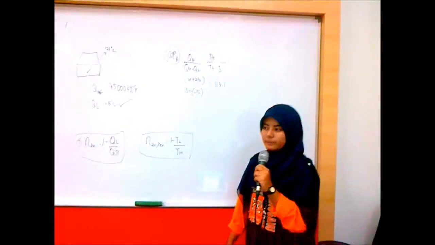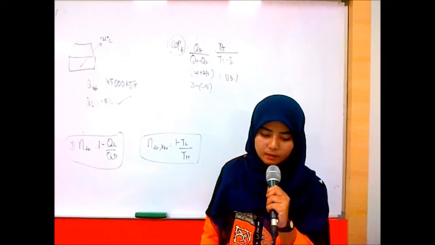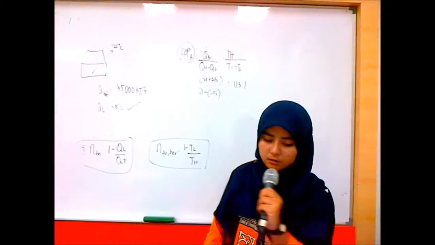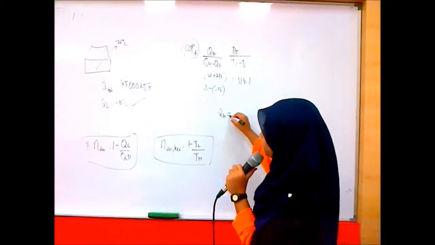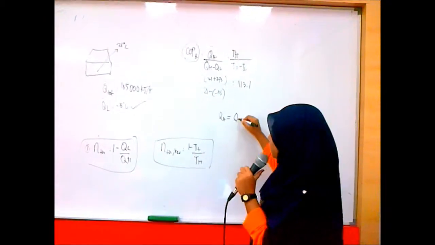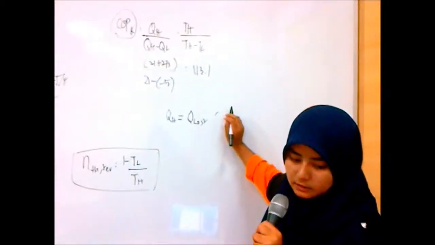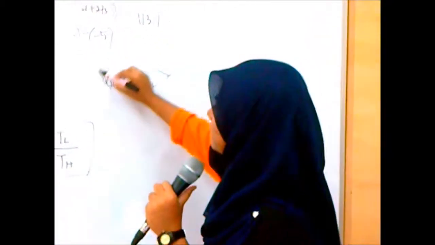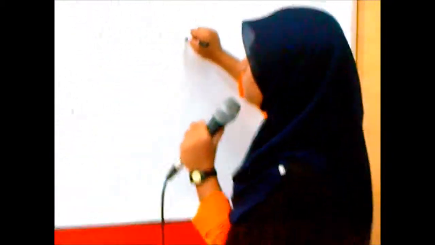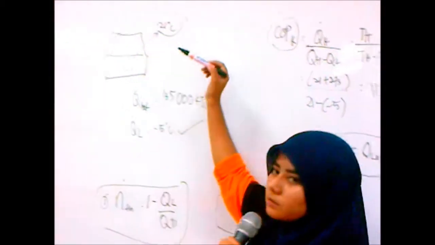Okay, by using the basic definition of the COP, QH is equal to Q loss because the house temperature is maintained. Okay, QH is equal to the Q loss because the temperature in the house is maintained, which is 21 degrees Celsius.